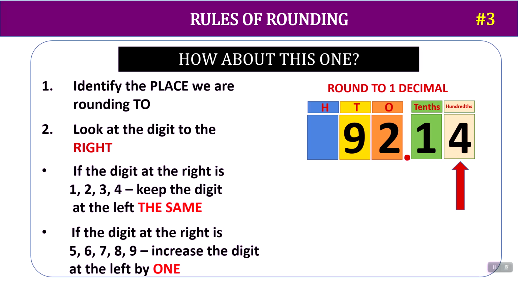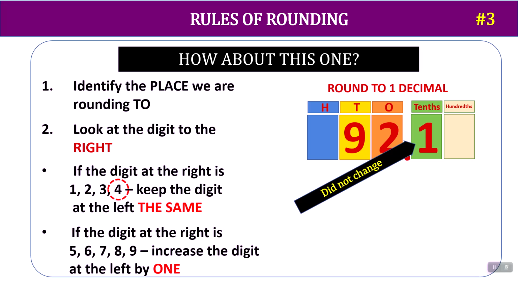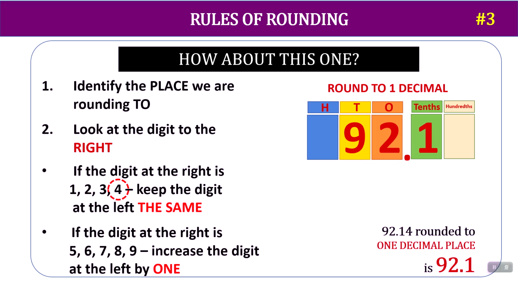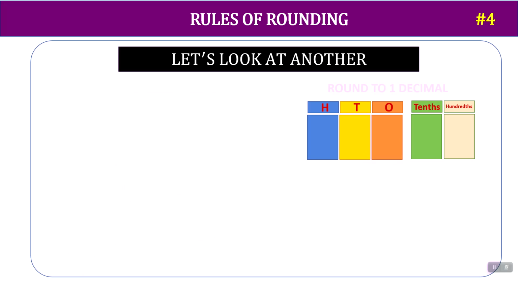In this case, since it's a 4, we are going to keep the 1 the same, and our answer is 92.1. The 1 did not change. And so 92.14 rounded to one decimal place is 92.1. Let's look at another one. Again, round to one decimal place.